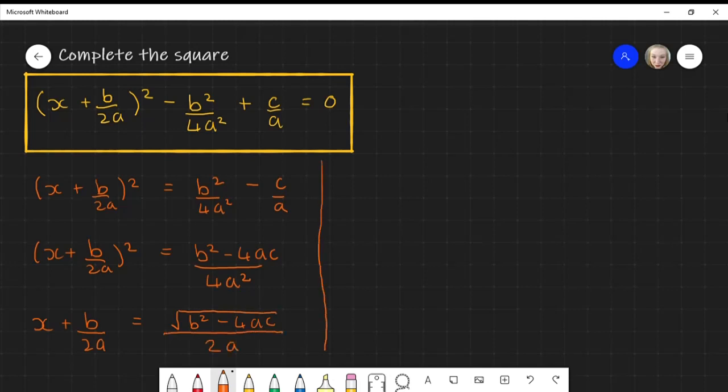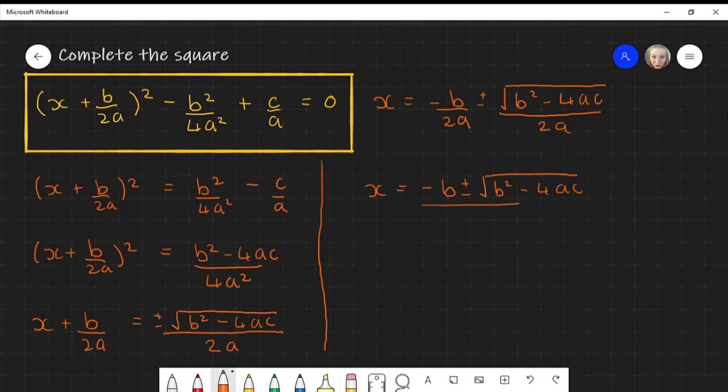Now we want to have the x term on its own on the left, so we're going to bring that b over 2a term to the right hand side. Oh, I forgot my plus or minus here. And that is the quadratic formula.